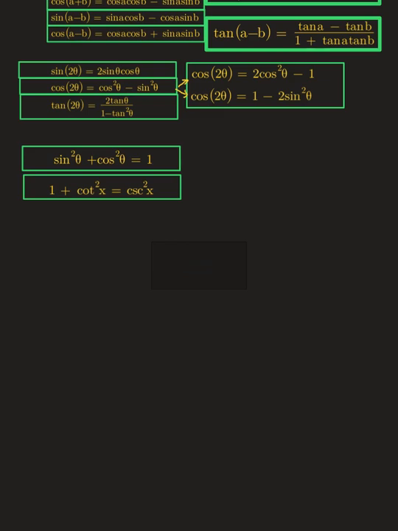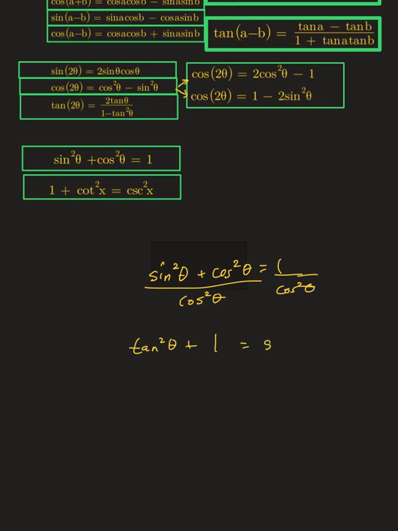All right, we could do the same thing again, except this time we're going to divide both sides by cos squared theta. So sine squared over cos squared is going to be tan squared of theta, plus cos squared over cos squared is just 1, and 1 over cos squared is just equal to secant squared of theta.